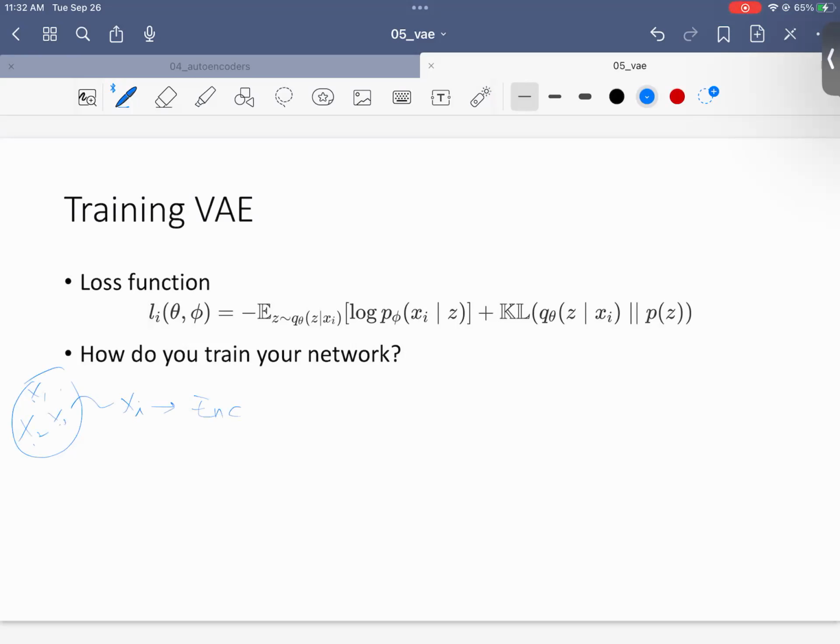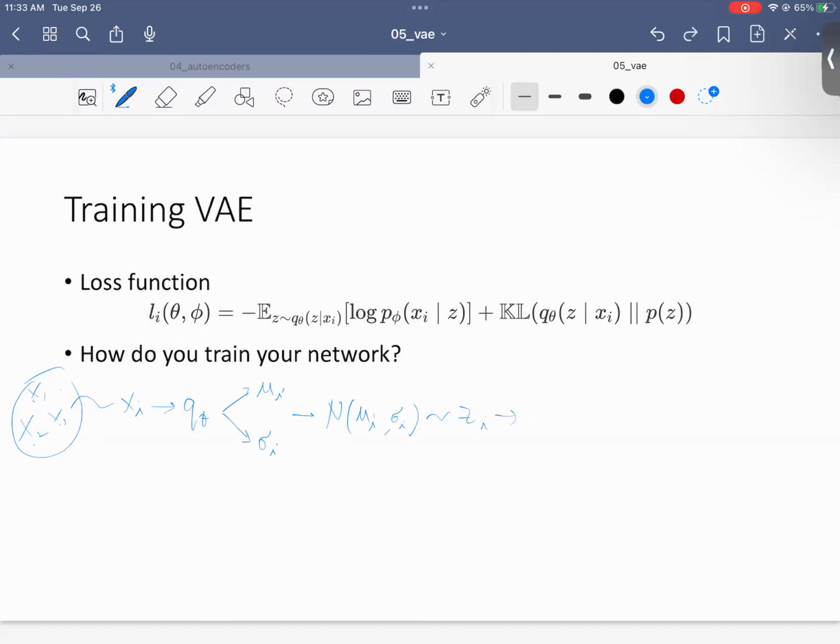Actually, let me write it down with a proper encoder, which is governed by theta, q theta, and then this will give you, as I said, mu I and sigma I for this particular X. And then using this, you can get a Gaussian distribution that follows this mu I and sigma I. And then from this, you sample Zi, and then using this, you get P phi.